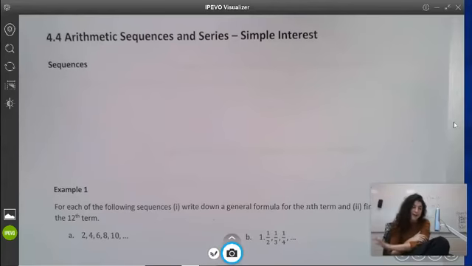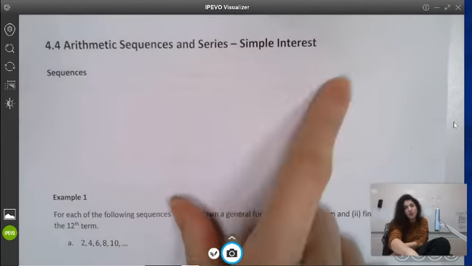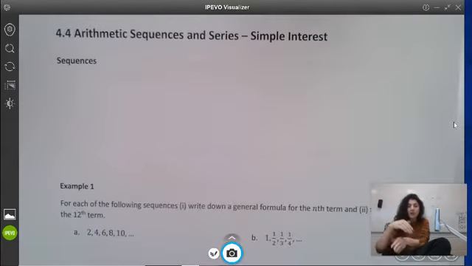Hello, math magicians. We are starting our last section of this unit. We've talked a lot about linear modeling, we've talked about functions, what are functions, we've talked about inverse functions, and we're going to wrap up this whole linear ideas unit by talking about something called arithmetic sequences and series. And it leads to a very applicable real-world situation, which is simple interest.